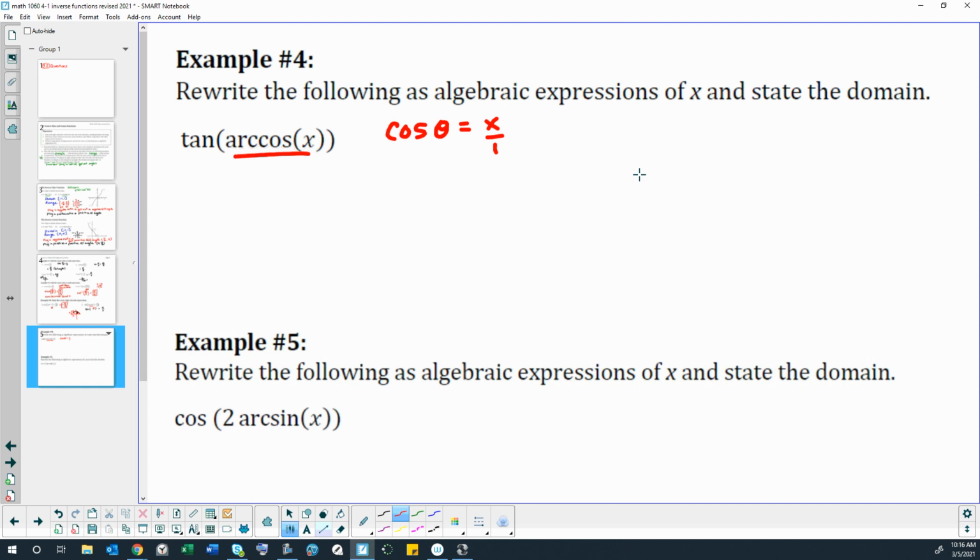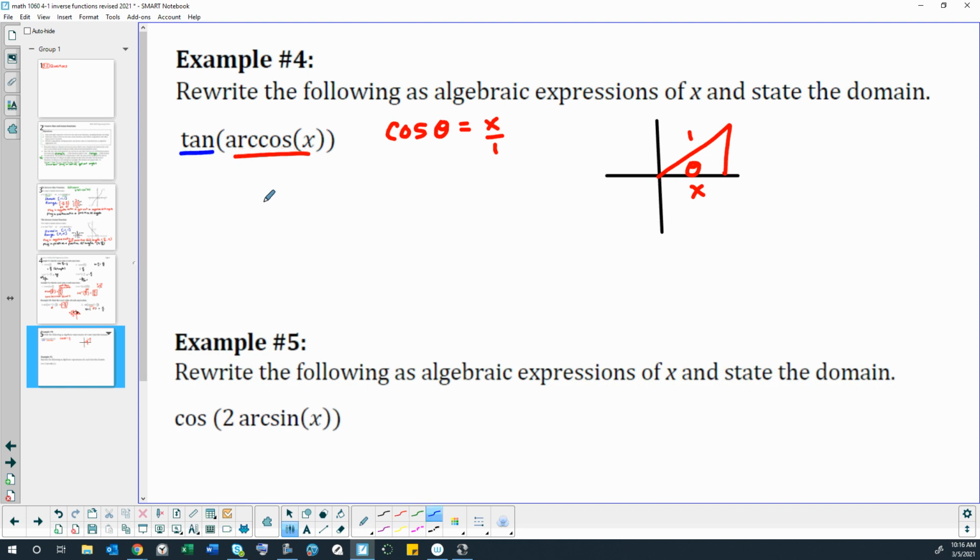All right, let's go ahead and draw a picture. Just going to put it in quadrant 1 because this is just a generic case situation. So here's my triangle, here's my angle, adjacent is x, hypotenuse is 1. Okay, let's look at what we're trying to find. So we're trying to find tangent.